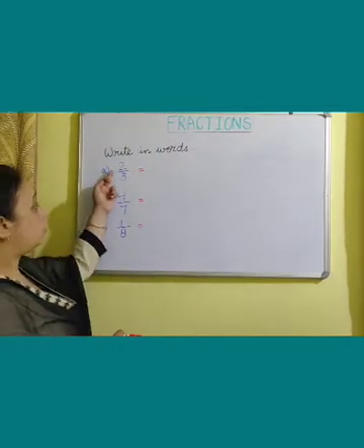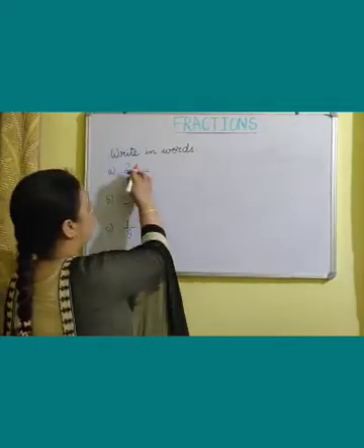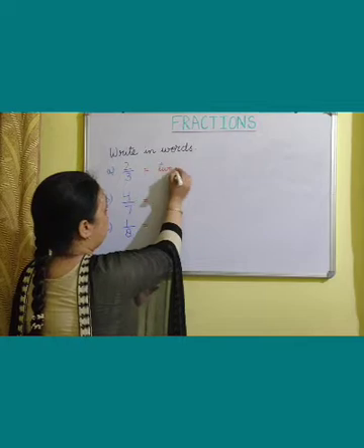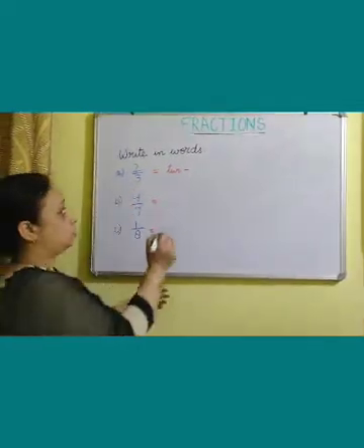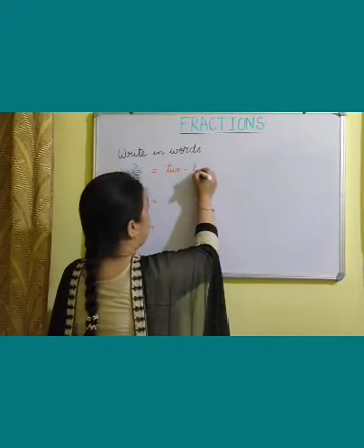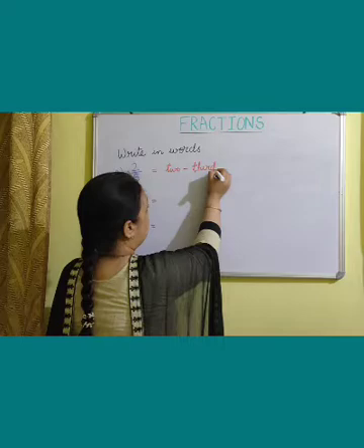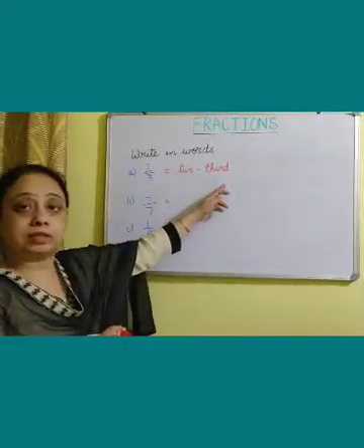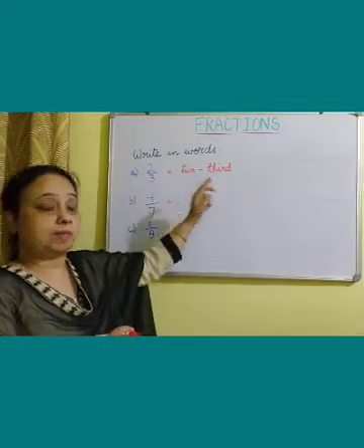Suppose you have to write 2 upon 3 in words. So first you will write 2. Put a dash here and then you have to write about the denominator. So this we are going to write as 2-thirds. That is 2 parts out of these 3 parts.